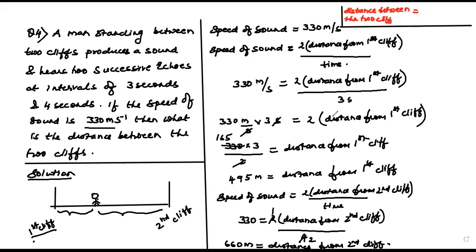Equal to the distance of the first cliff from the person, which was 495. I hope people can understand this. And the distance from the second cliff was how much, children? 660. So when you add both of them, 5, okay, 15, 7 plus 4, 11. 1155 meters. 0 plus 5 is 5, 6 plus 9 is 15, 1 carry over, 5 plus 6 is 11. So 1155 meters. I hope people have understood me.